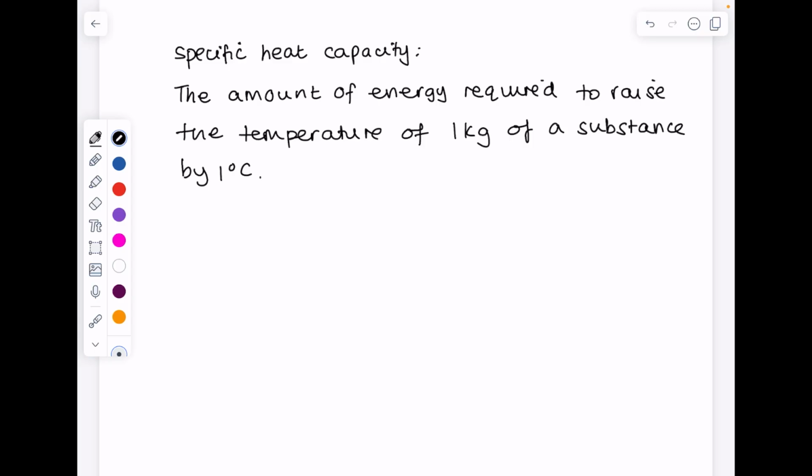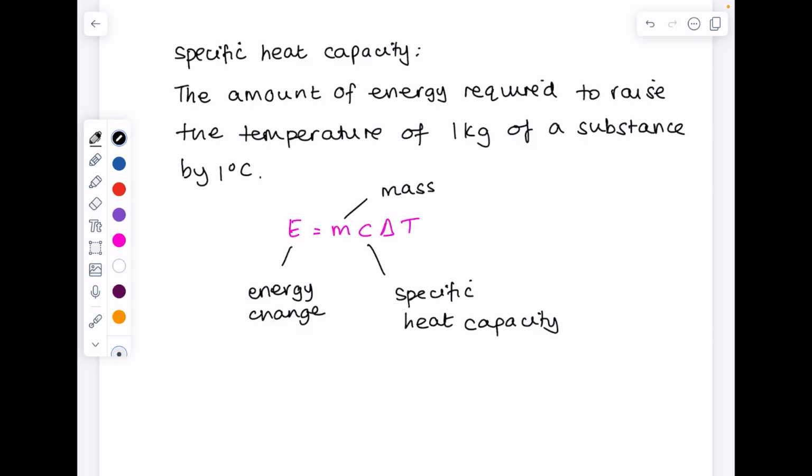In terms of an equation which uses specific heat capacity, you're probably familiar with E equals mc delta T. So E is the energy change. M is the mass of the substance, C is your specific heat capacity, and delta T is your change in temperature. So you could be asked to find any of these quantities in the exam.